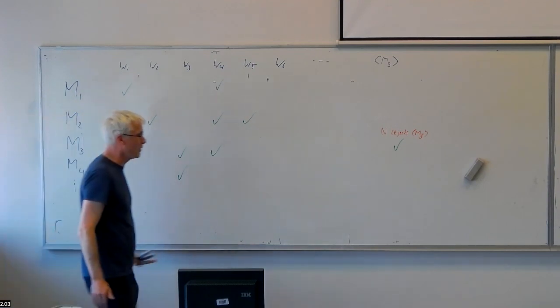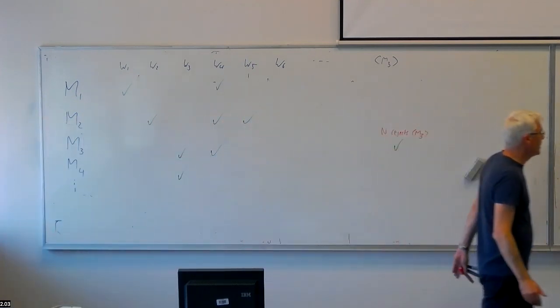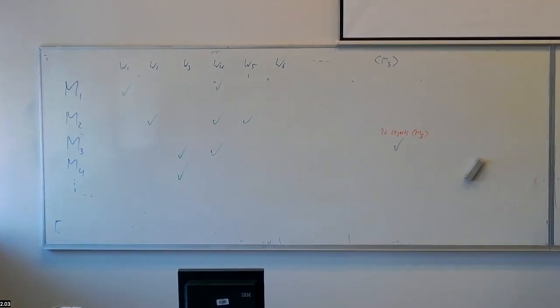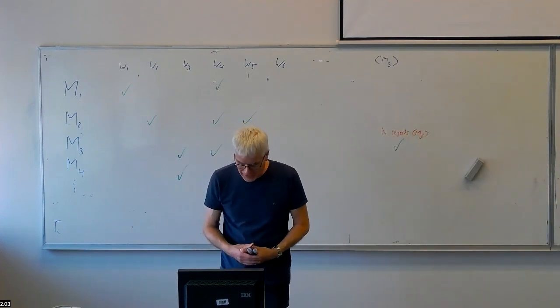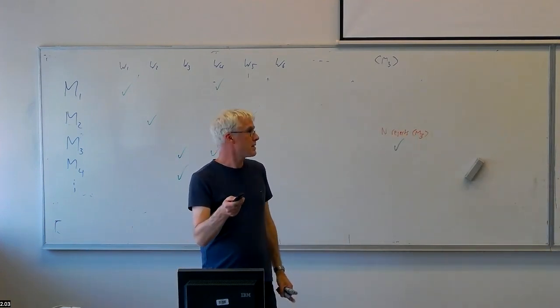I just wanted to make that relationship to proofs by diagonalization, which I guess you have seen before, even if it was in the distant past, and that motivates why we take an input and apply the machine to its own encoding.